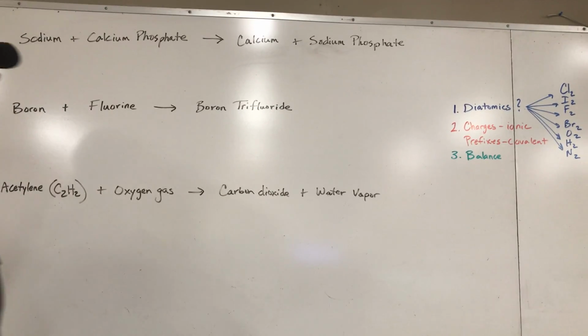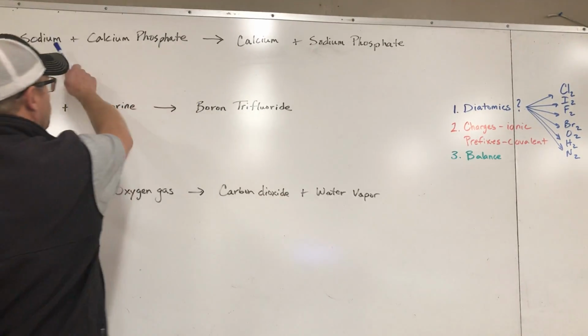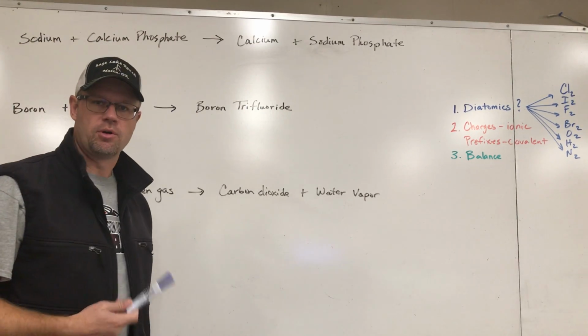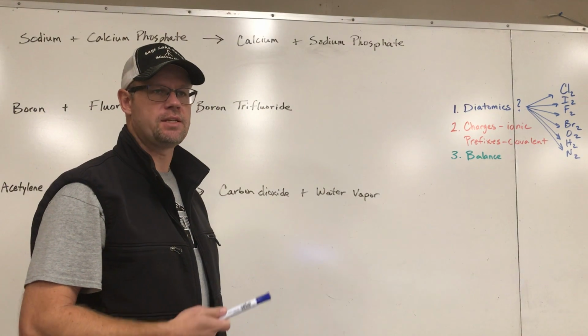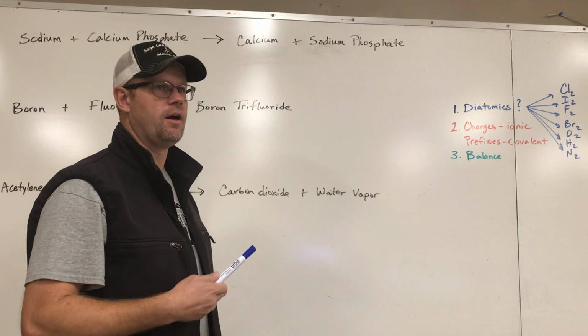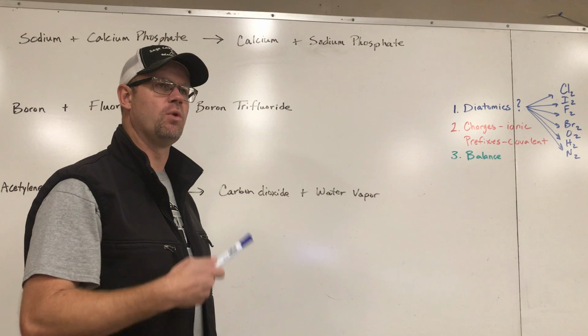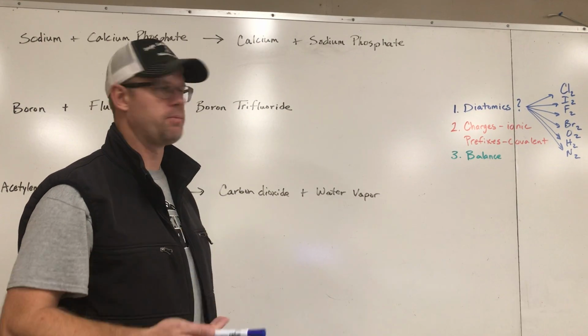All right, in this lesson, we're going to take a look at how to turn word equations into balanced chemical equations. Now, there's a specific progression you need to take. A lot of times, most mistakes come from getting messed up on that progression and trying to do one thing when you should do something else.